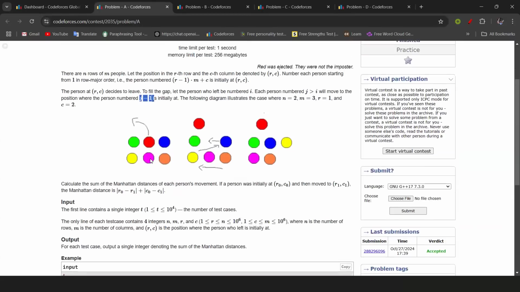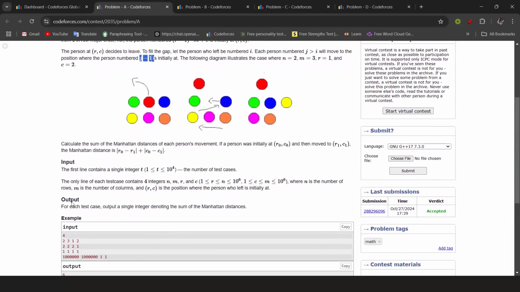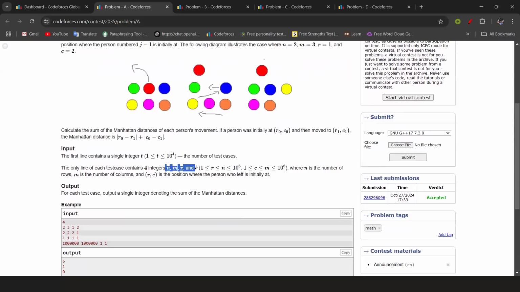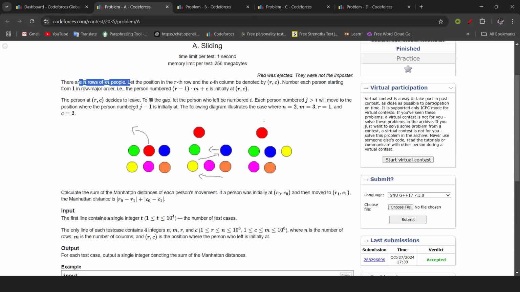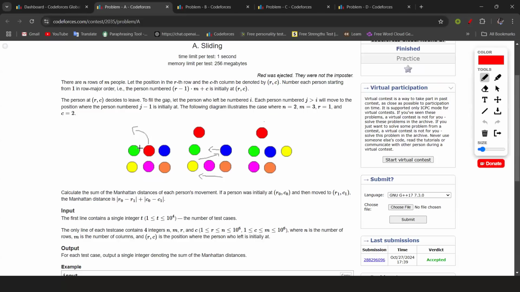Okay, so basically what it means is that we are given four things: N, M, R, and C. N and M denote that there are N rows of M people. So if N is 2 and M is 3, like this, we have 6 people here, 2 rows of 3 people each. So this is N, this is M. Now R comma C denotes the coordinate, starting from here 1, 2 and here 1, 2, 3. So R is the row number, C is the column number.